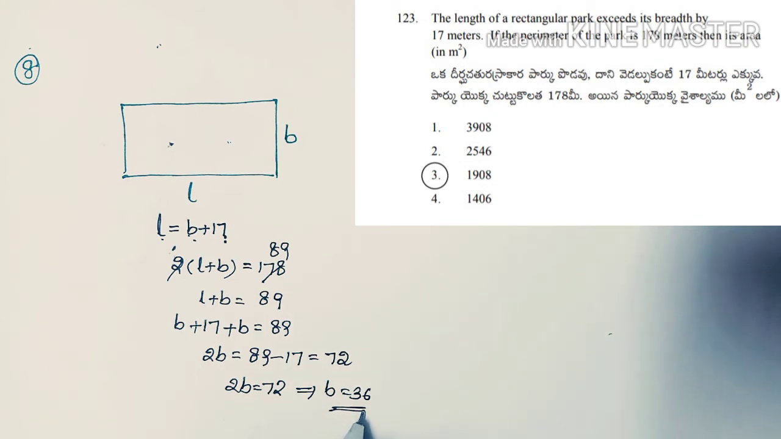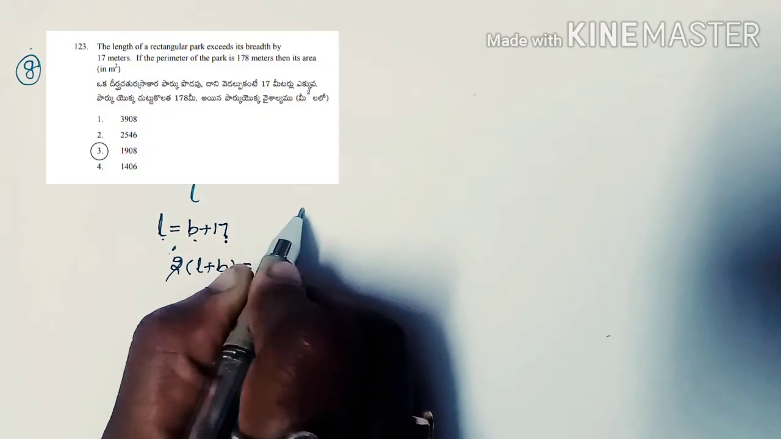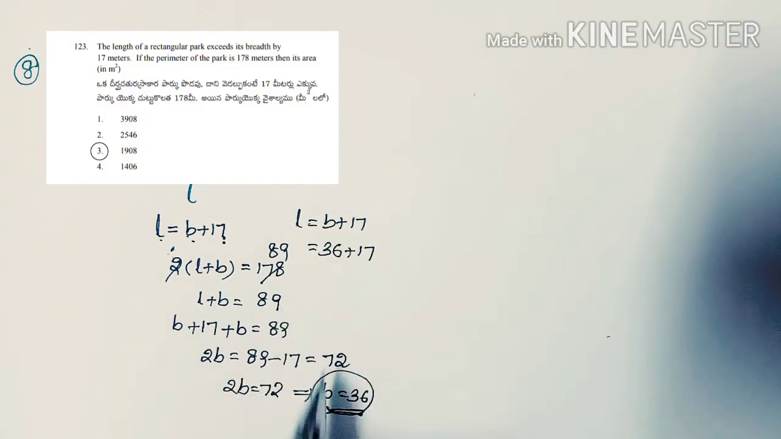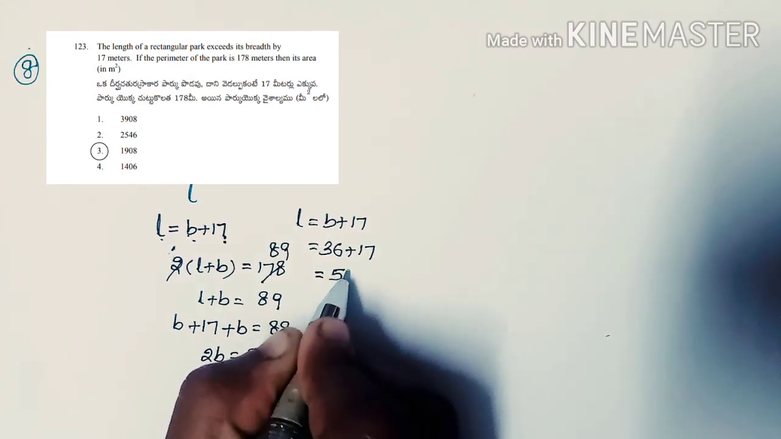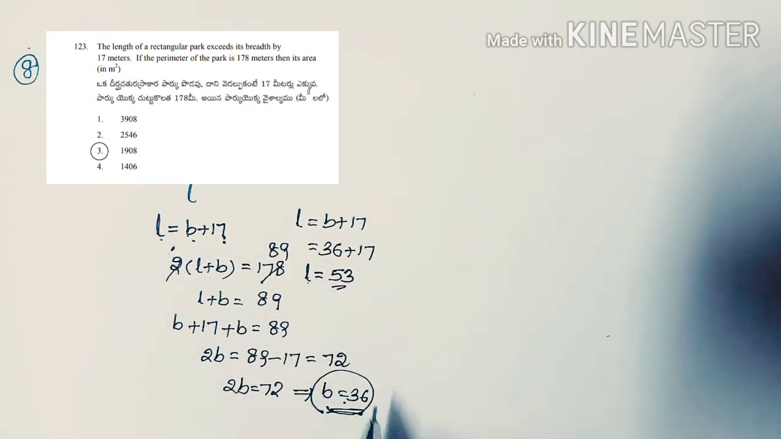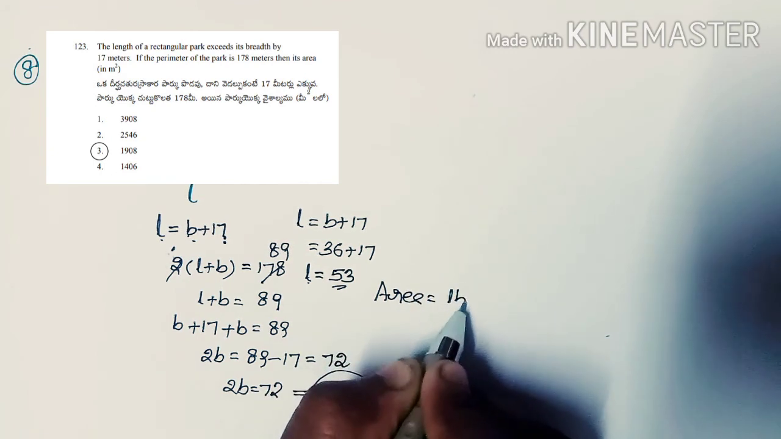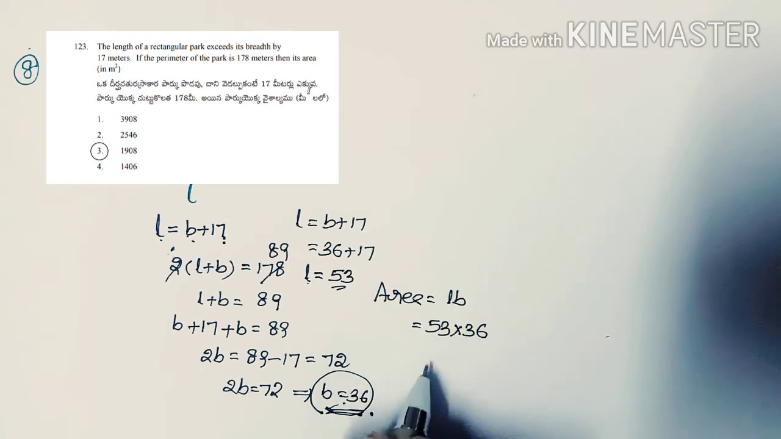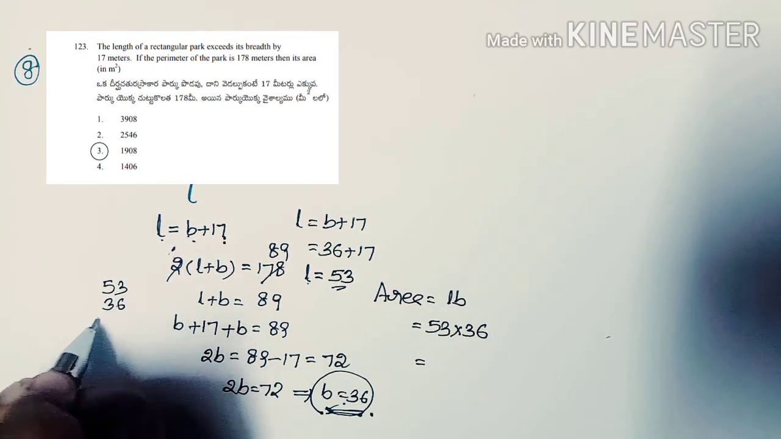What is the given question? What is its area? So B is equal to 36. Then the value of L is equal to B plus 17. That is 36 plus 17, which is equal to 53. So L is equal to 53 and B is equal to 36. Given question area. Area is equal to the formula L into B. That is 53 into 36. We are taking the product here, 53 into 36.